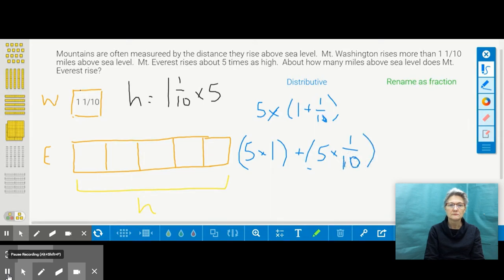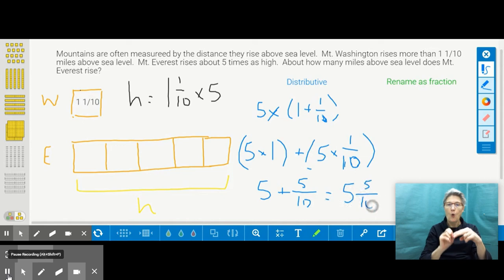Okay, so 5 times 1 is 5. 5 times 1/10, multiply my whole number by my numerator, keep the denominator, is 5 tenths. So I know that my answer is 5 5/10. I'm going to use my unit here, miles above sea level. You might be looking at 5 5/10 and recognize that that's the same as 5.5 miles. So that's great to write it as 5.5 miles as well. So I have my answer of 5 5/10 miles.